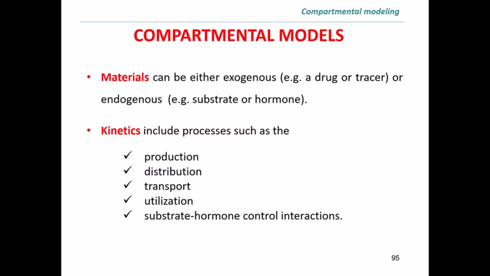Thus, first of all, we have to define what we are considering as materials and what we are considering as kinetics. Materials in this case can be exogenous, as for example a drug or a tracer, or can be endogenous, as for example a substrate or a hormone. And the kinetics can include production or distribution, the transport from one tissue to another, the utilization of a specific substance, and substrate-hormone control interactions.